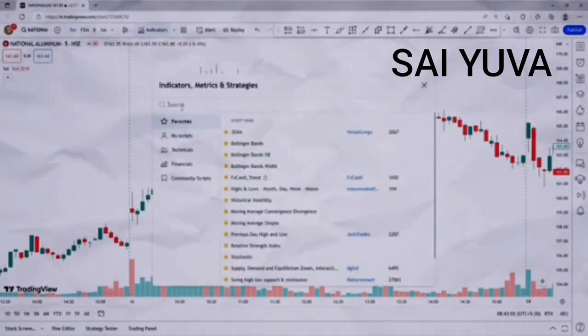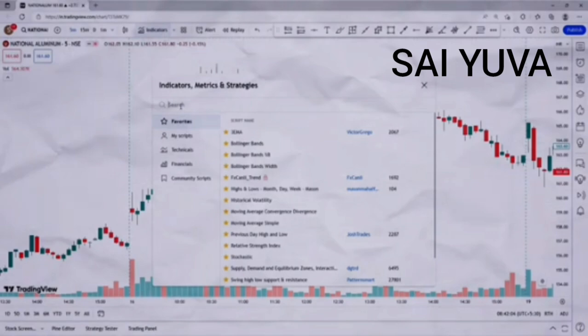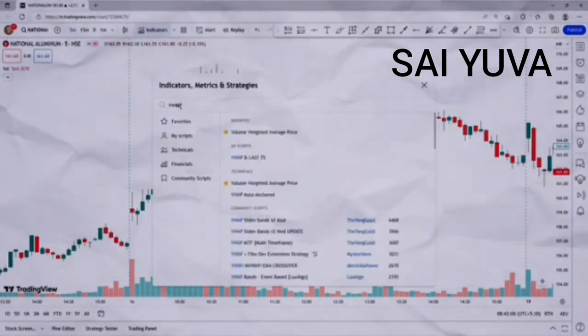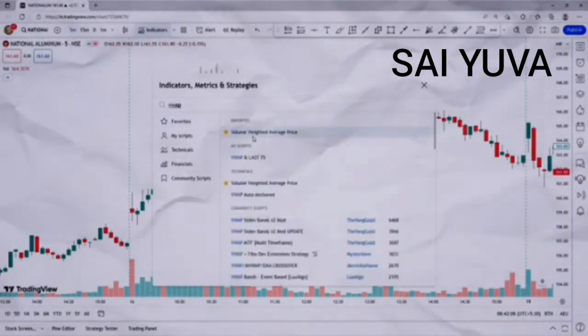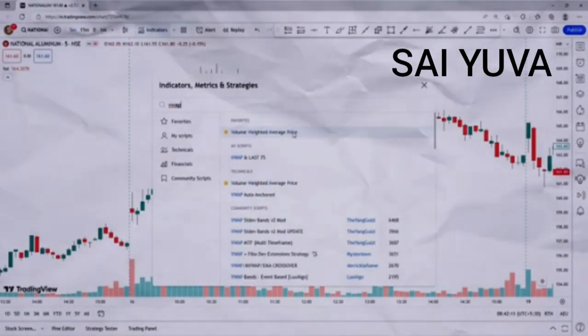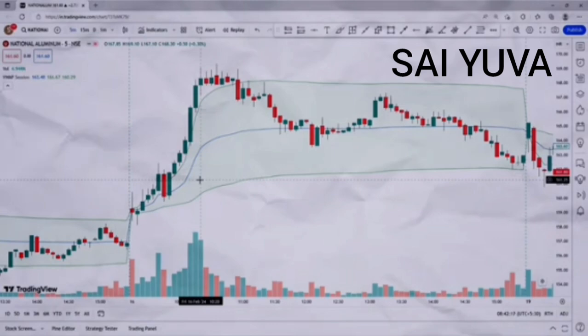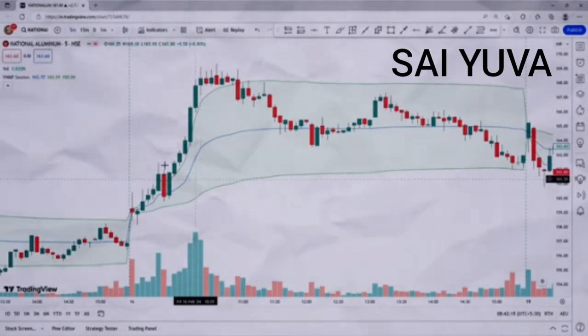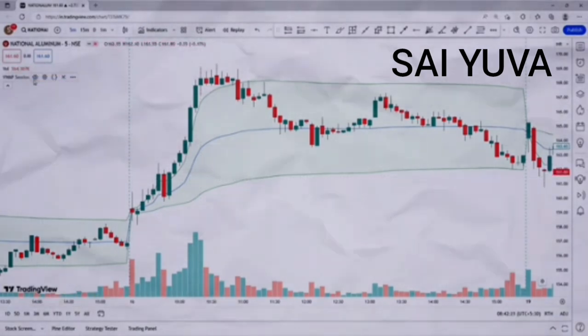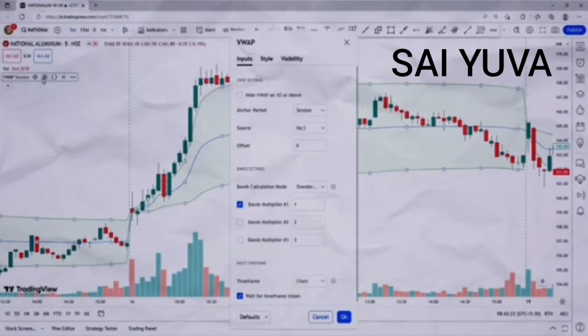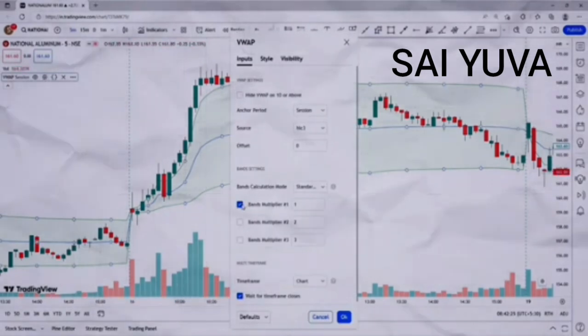First of all, you have to go to the indicator section. Here, in the search bar, you will type VWAP. Simply, you will get a message like this, volume weighted average price. As soon as you click on it, it will be drawn on your charts. But you will not use your default settings. Here, you have to go to its settings.